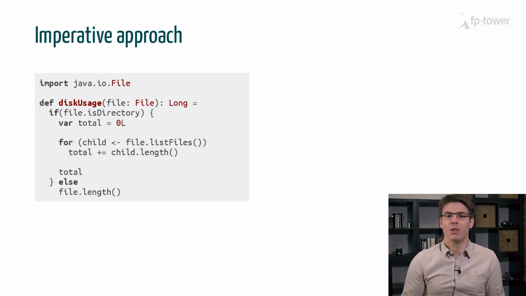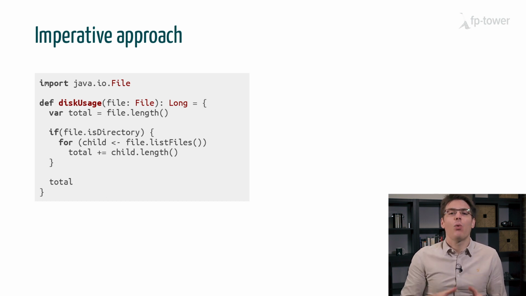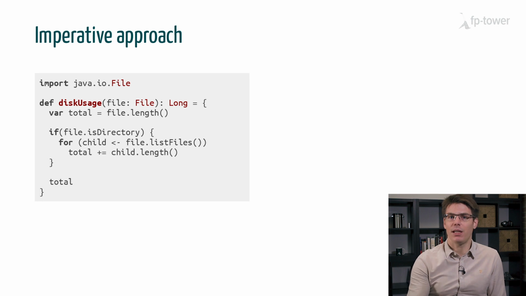However, there are two issues with this code. First, a directory in itself takes up some space, even if it's empty. So in both cases, whether a normal file or directory, we should measure the size of the file. The second problem is more difficult. Some of the files within a directory may also be directories, which means that we need to open them, add the size of their children to the total, and repeat the process over and over until all directories have been traversed. So there is a recursive pattern here. But first, let's finish the imperative solution so that we can compare the two approaches.